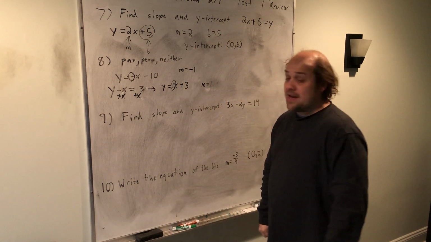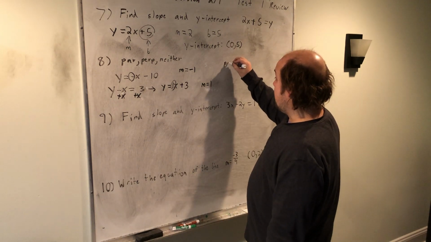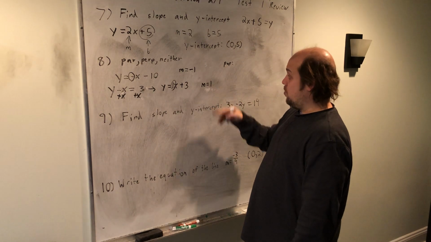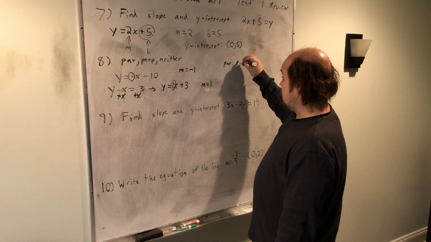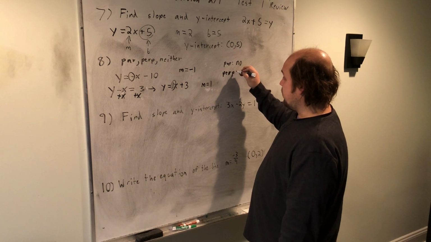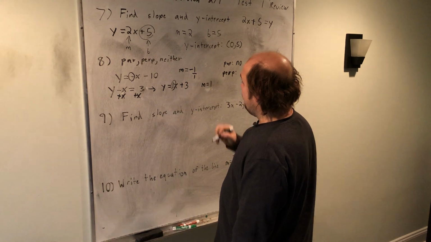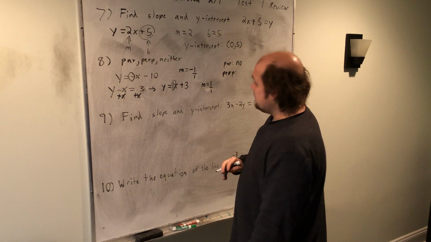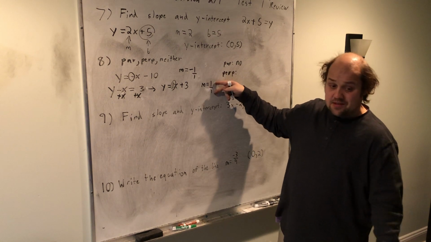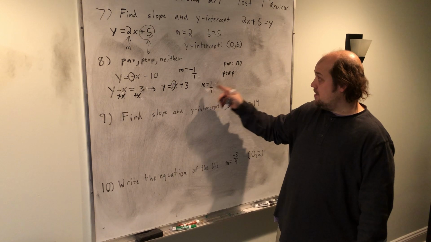I now need to do my tests for parallel, perpendicular, neither. For parallel, are they the same? -1 and 1 are not the same. For perpendicular, are they negative reciprocals? Well, if I think about them as fractions, this would be -1/1, this would be +1/1. Really, if I flip them, they stay the same as they were. This one's negative, this one's positive.